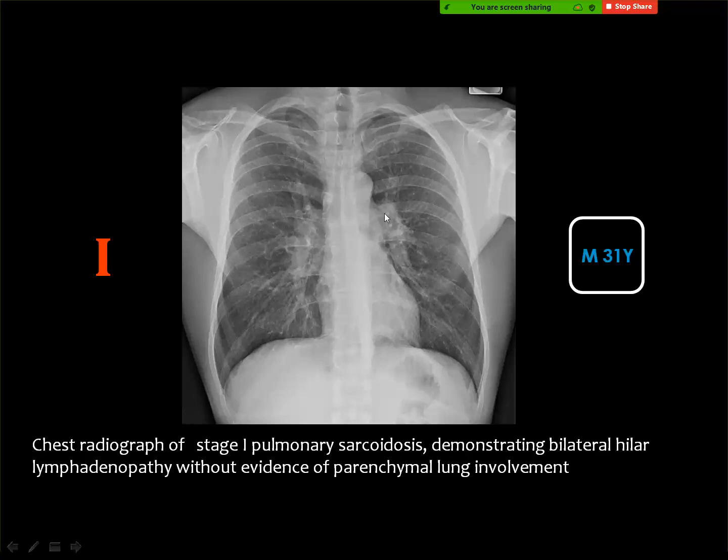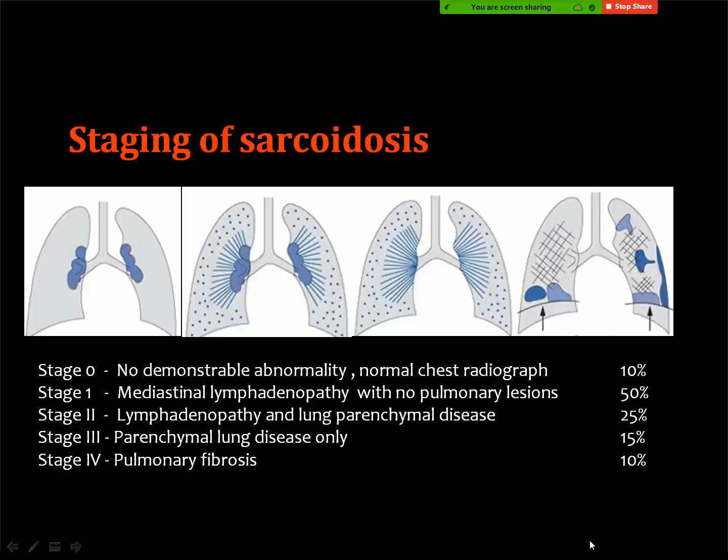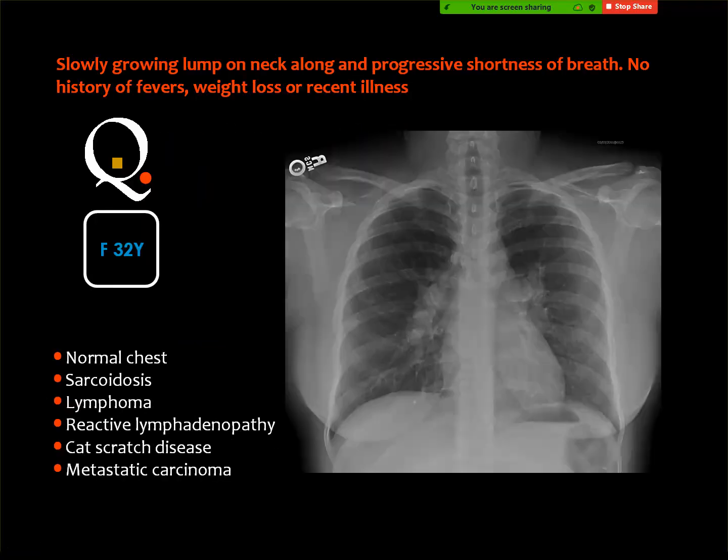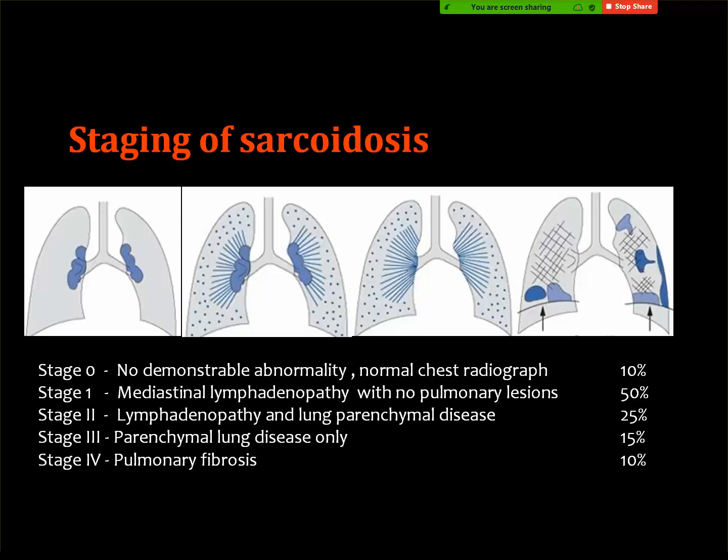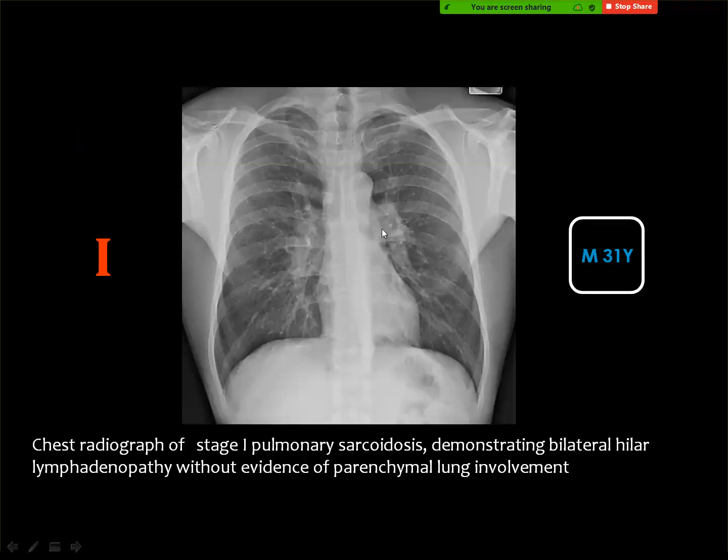Then stage 1, you get lymph nodes. Doctor, please, is this case stage 1? Yes, this one. The film before? This one? Yes. And this is stage 1 sarcoid. Okay, then this is also stage 1. You get bilateral symmetrical enlargement of the hilar shadows with almost clear lung fields.